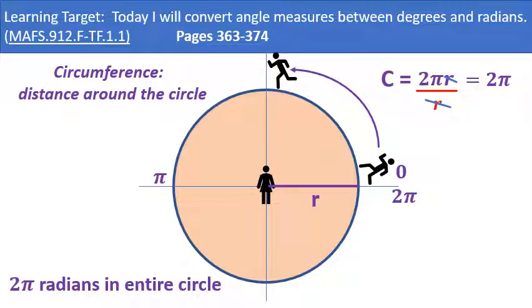Now look where he is right now. He is halfway between pi and 0. So we'll say he goes pi over 2 radians. We're always going to leave our radians in terms of pi. Don't ever put it in your calculator. Don't ever convert it to a decimal. Leave it as a fraction. Leave pi as pi. Pi over 2 radians.